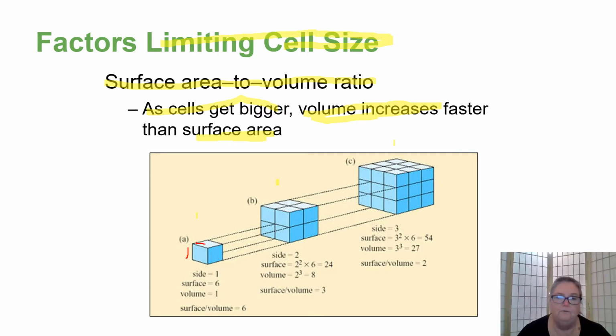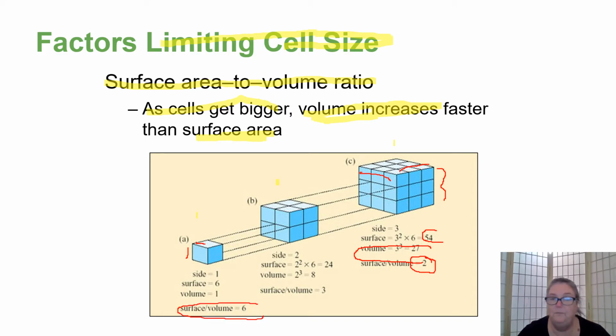And we have a total volume of 1 and a surface area of 6. As we increase to this larger size, we've got a dimension of 3 in each direction. And so we have a total volume of 27, and the surface area has increased to 54, but our ratio is smaller. Our surface to volume ratio is 2, where with the smaller cell, our surface to volume ratio was 6.